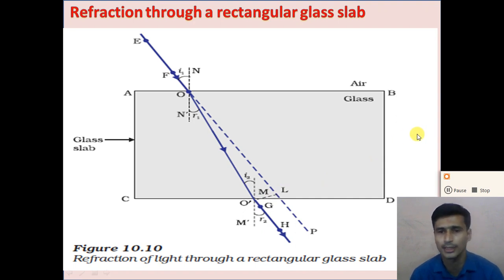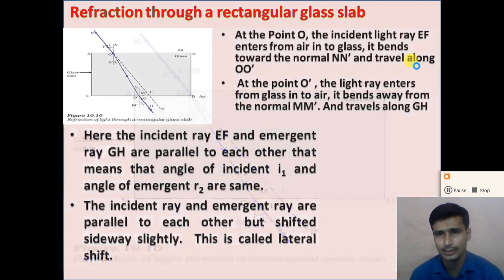Understand what do you mean by the lateral shift? So when the ray of the light enters from the air to the glass and glass to the air surface, the incident ray and emergent ray are parallel to each other but somehow shifted, right. And this shift is called the lateral shift. So let us see again, right, with the same figure. You need not draw this figure again and again, right.